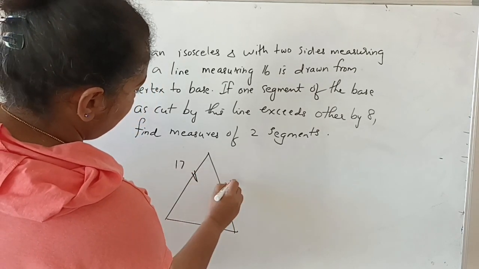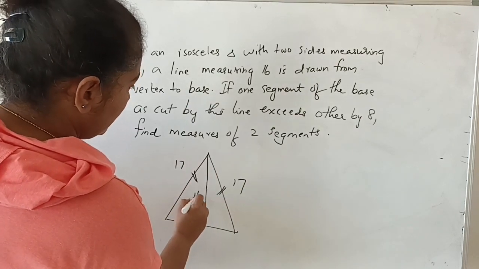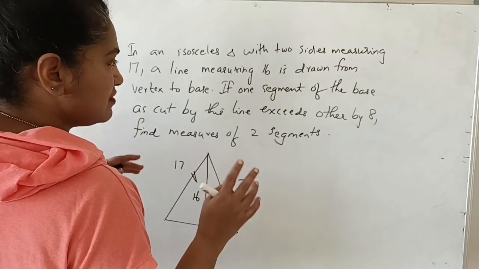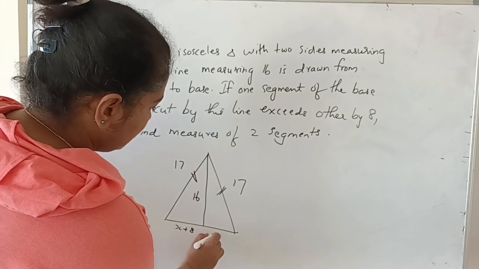Isosceles triangle with side 17. I have a line of length 16 which is drawn to the base. We do not know, nothing is mentioned about whether it is a median or anything. It is just a random cevian. One segment of the base is cut. So if this is x plus 8, this is x.